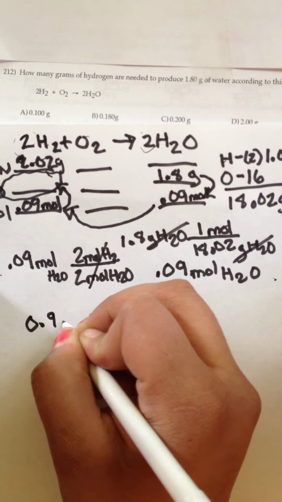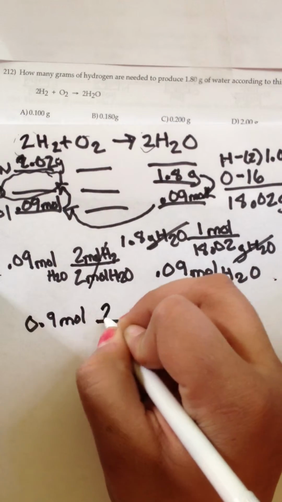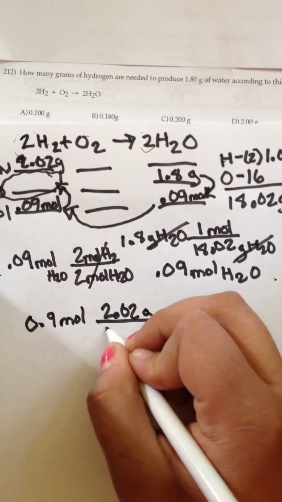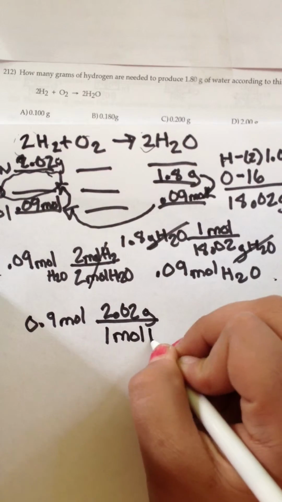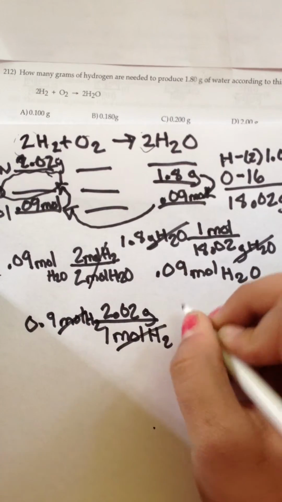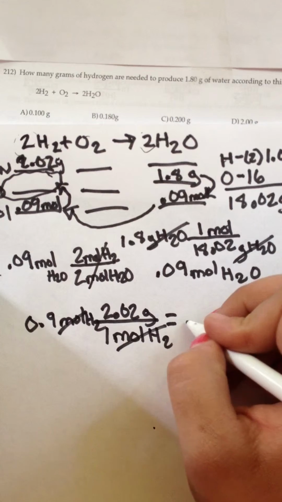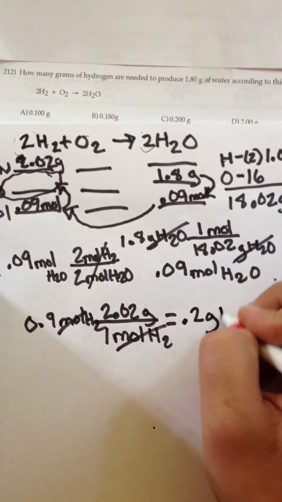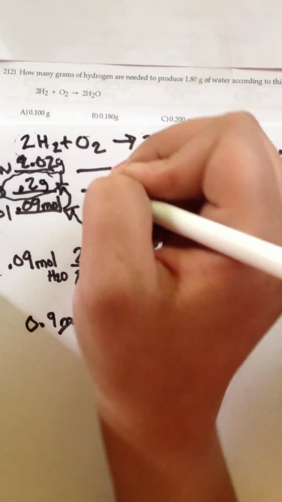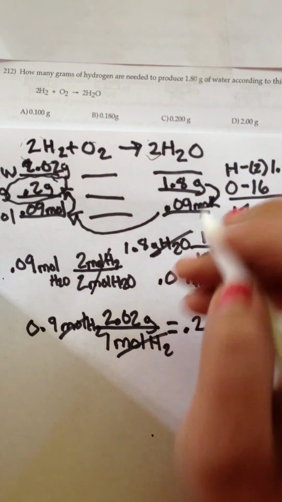So we do 0.09 moles over 2.02 grams, which is the weight that we just got, in order to cancel moles. And when you multiply 0.09 times 2.02, you get 0.2 grams of H2, which is what we needed. So when we go back to our answers, our answer would be C.